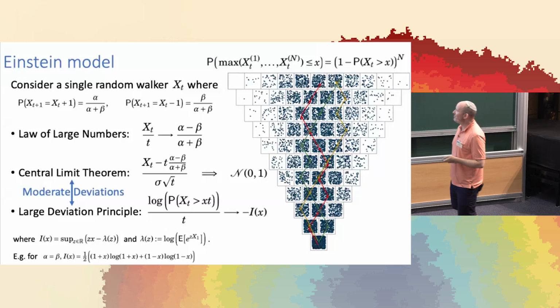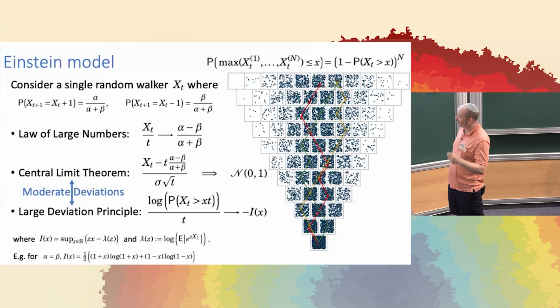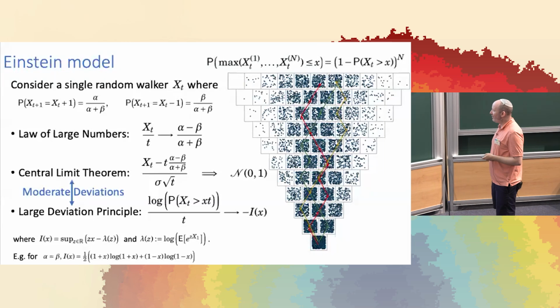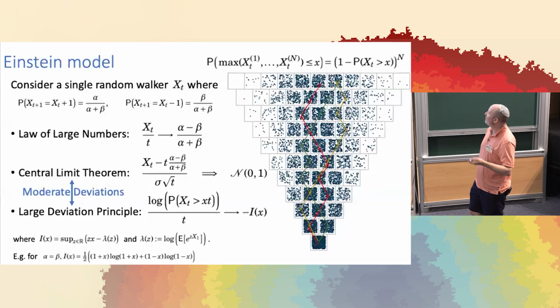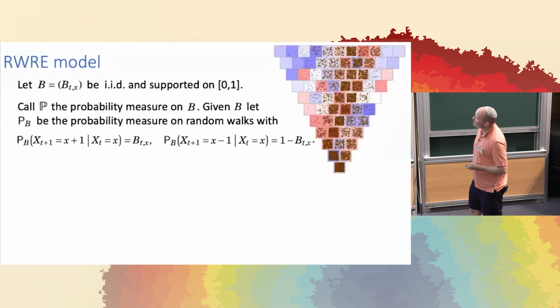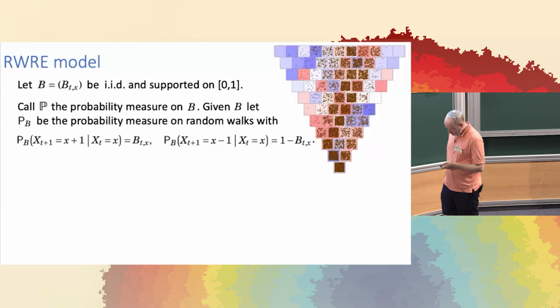Okay, so this is the Einstein model. And from this, you were able to prove the curve and deduce the power law and compute the coefficient in terms of the Einstein diffusion coefficient and all of that. Okay, what about our model?